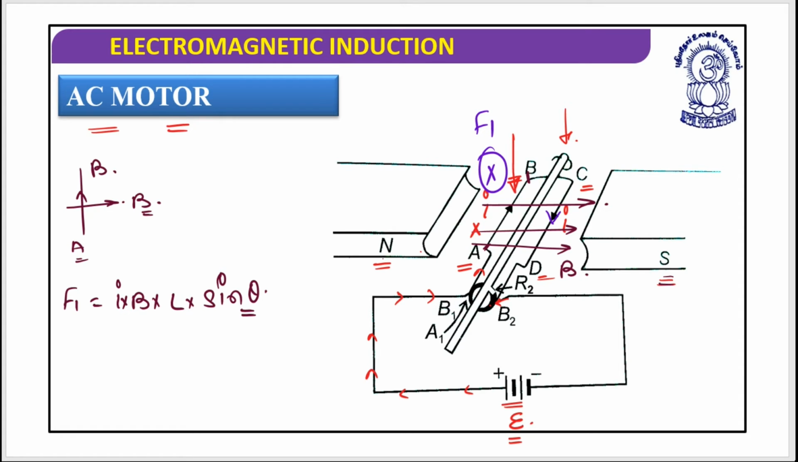In the same way, on this side too a magnetic force is acting. So F1 is equal to I B L sine theta. On the second part, F2 is again equal to I B L sine theta.